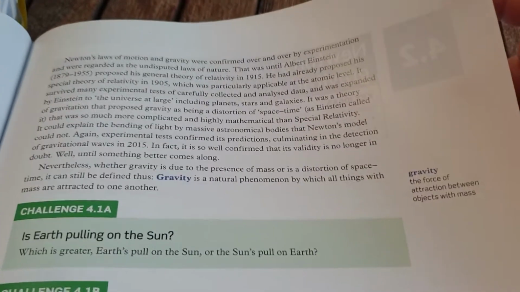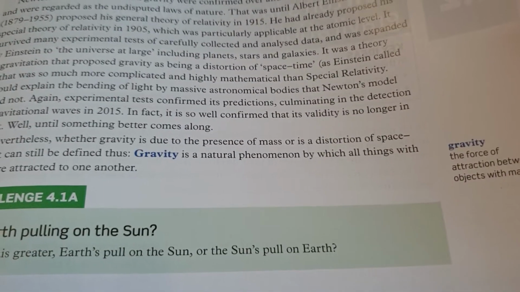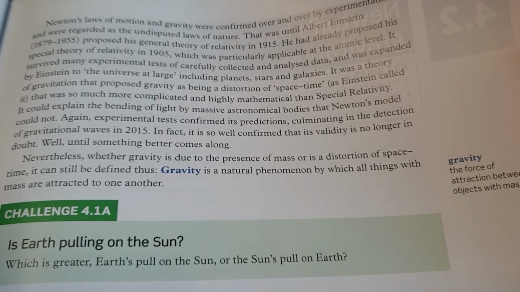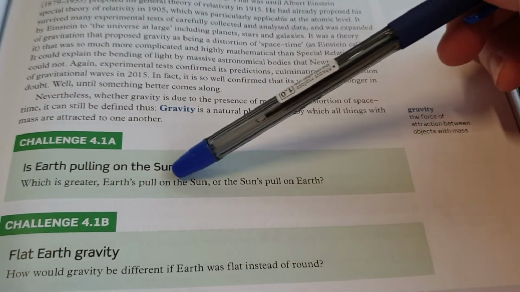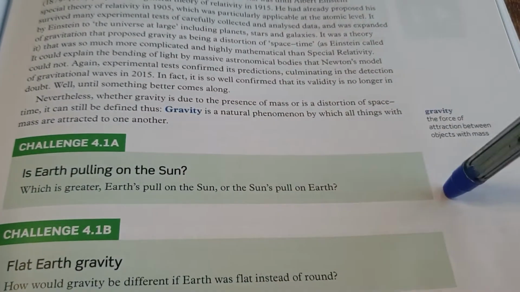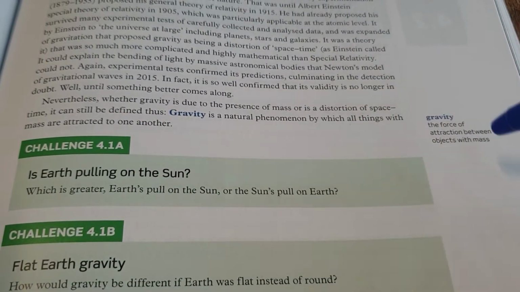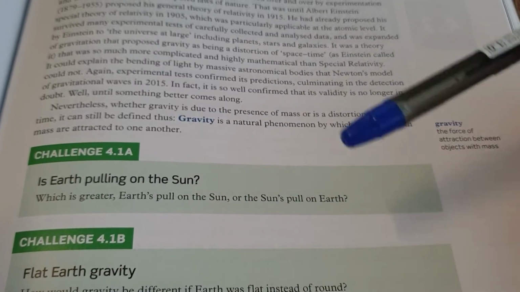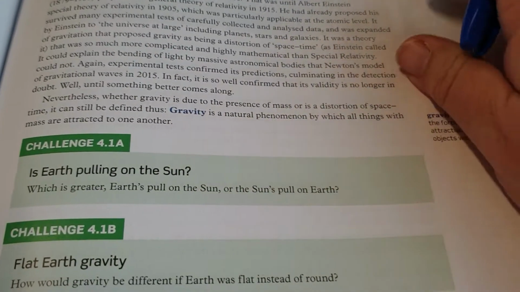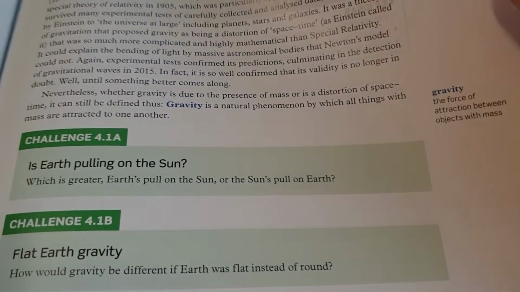All right, so gravity is a natural phenomenon by which all things which have mass are attracted to one another. And there's a challenge here: which is greater, the Earth's pull on the sun or the sun's pull on Earth? It's one of those action-reaction type of things. So A pulls on B and B pulls on A with the same force, just like in electrostatics when we get to that.